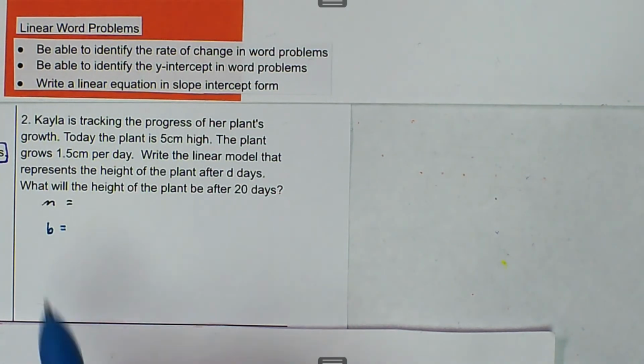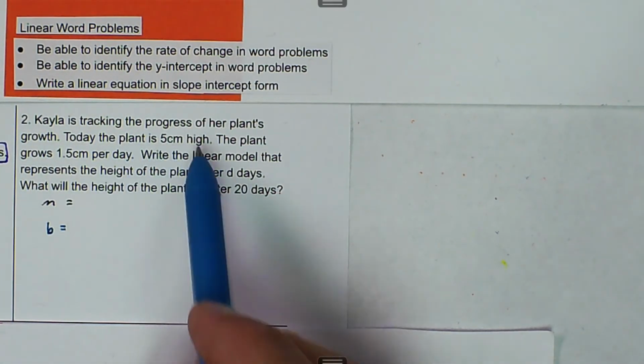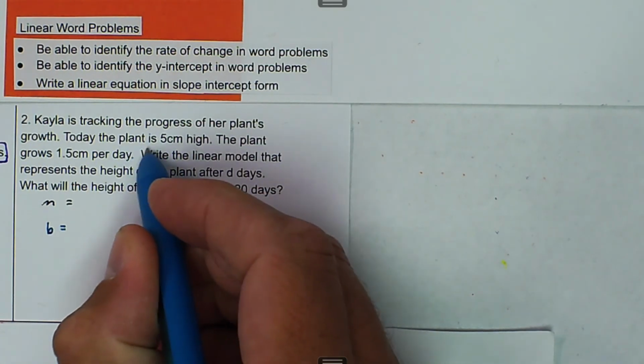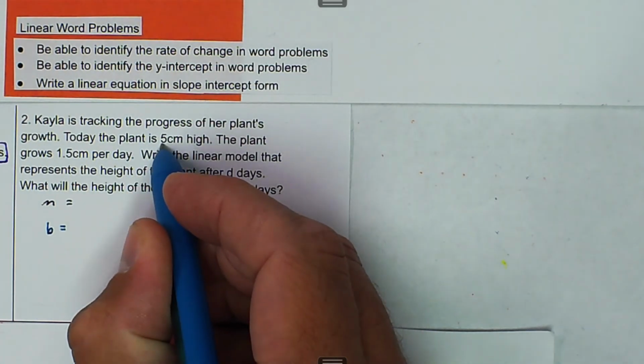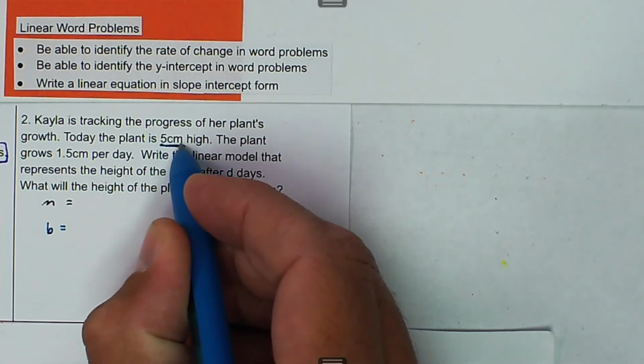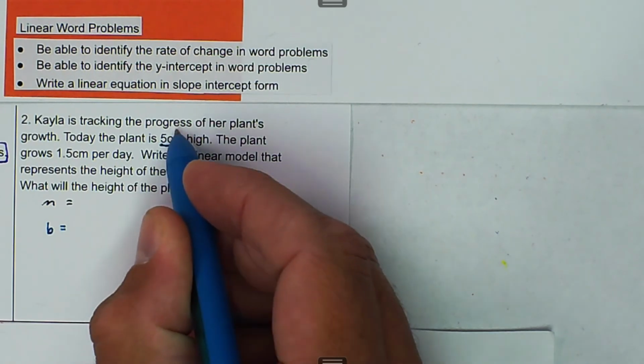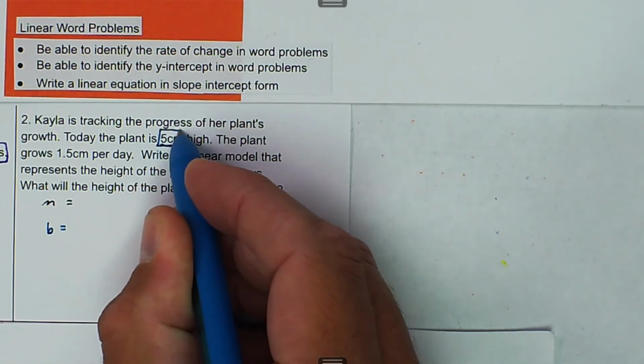So she's tracking the progress of plant growth. Today, the plant is 5 centimeters high. So starting from today, it's 5 centimeters, and that only has 1 unit on it. So this is going to be our starting point, which is 5 centimeters.